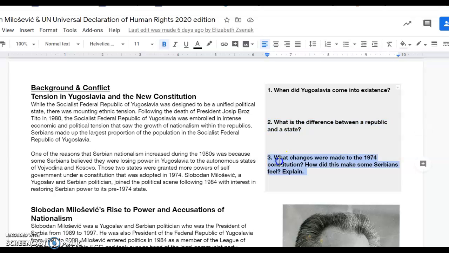Question three, what changes were made to the 1974 Constitution? Most of us got it. For those of you who missed it, it looked like you just looked for 1974. You need to read what happened before that year, which is mentioned in the text. And how did this make Serbians feel? Again, if you read this paragraph in its entirety, it should stand out there.